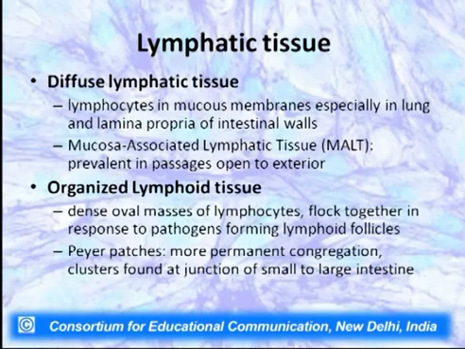Similarly, the diffuse lymphatic tissue may also compose MALT, which is the mucosa associated lymphoid tissue, which is present in passages open to the exterior. As I was just telling you, we have various avenues or various places from where the pathogen or an antigen can come in. The antigen can come in through the food we are eating. We do not know, it might be having some bacteria or a virus.